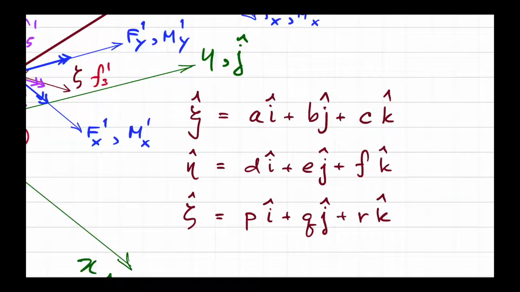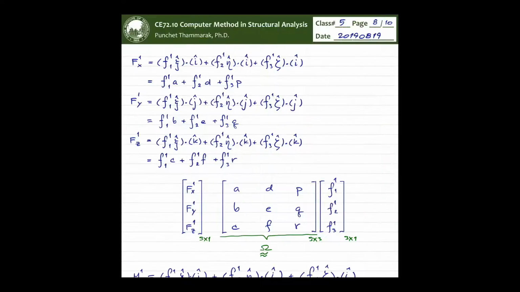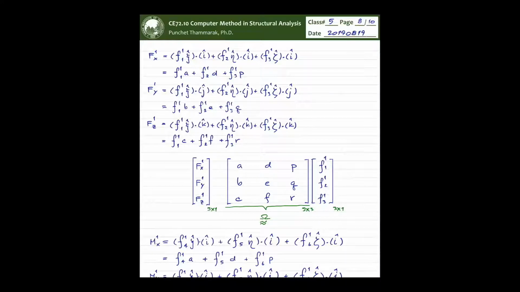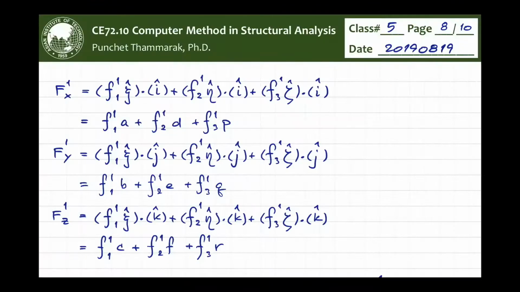So you have the A, B, C, D, E, F, P, Q, R, and then we transform forces in global coordinates into the local coordinates. Sorry. Let me reverse it now. Over here, we transform forces in local coordinates into the global coordinates. So you write F in global in terms of combinations of all 3 forces from local coordinates, and then you take the components of the vector into the global coordinates. So over here, I just go through quickly, okay.